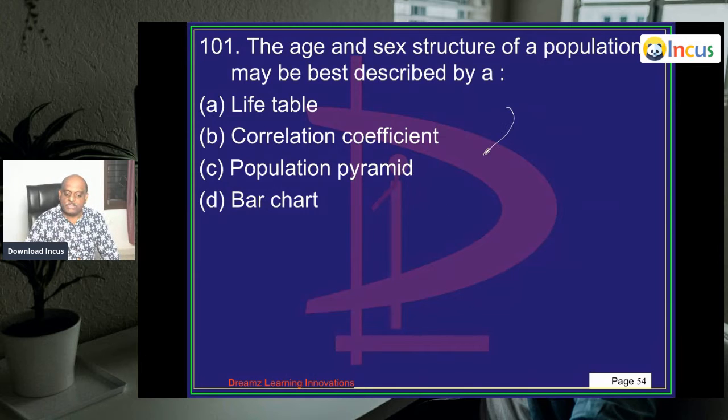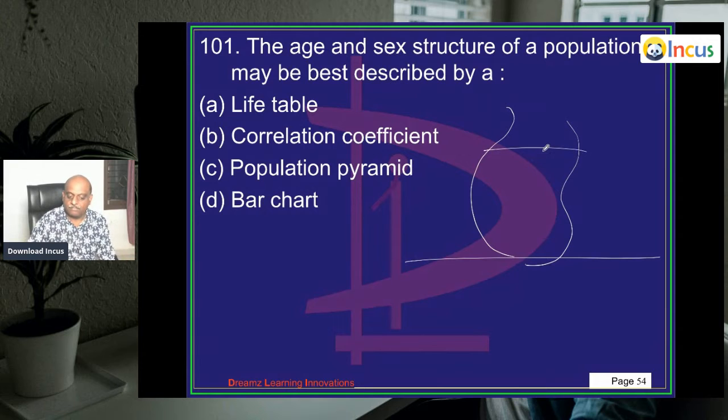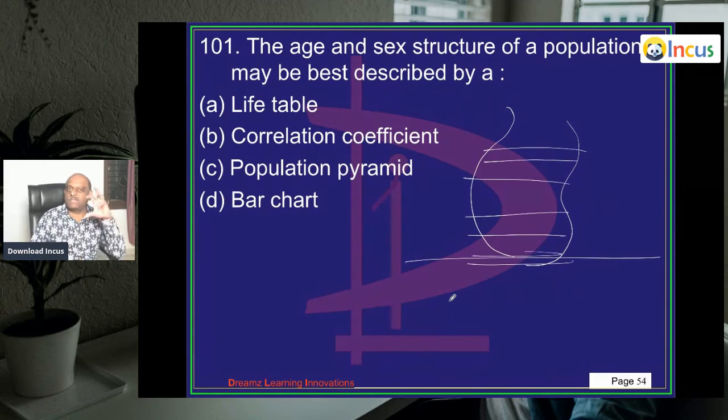The age and the sex structure typically is described by the population pyramid. The other day we have seen how the different entities and their population pyramids will look.